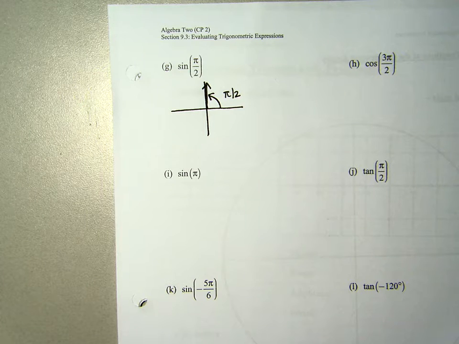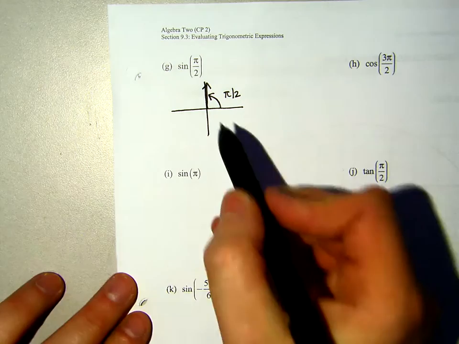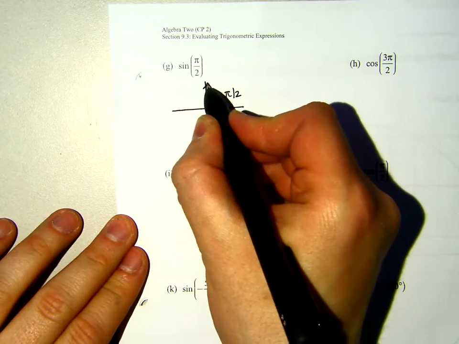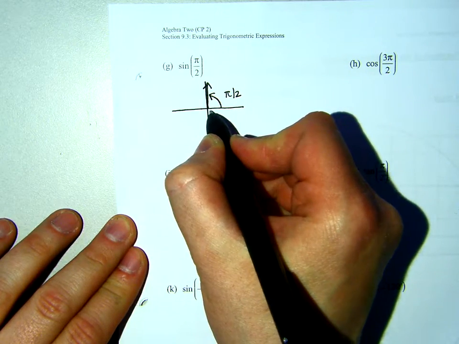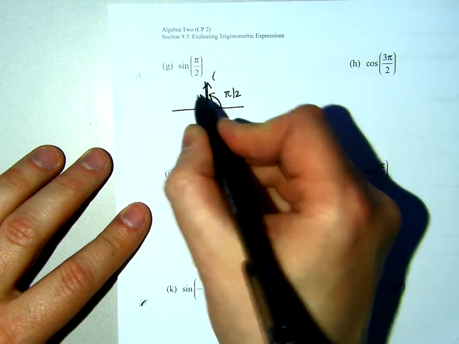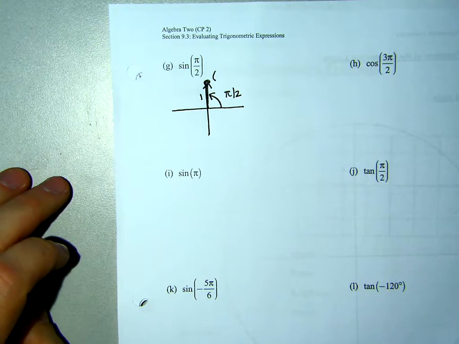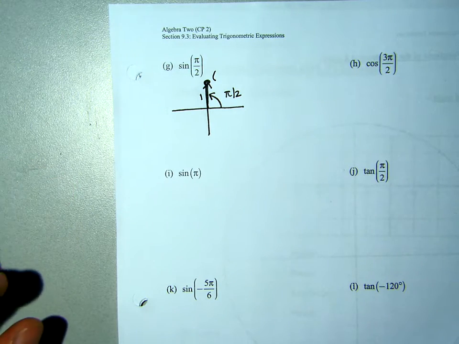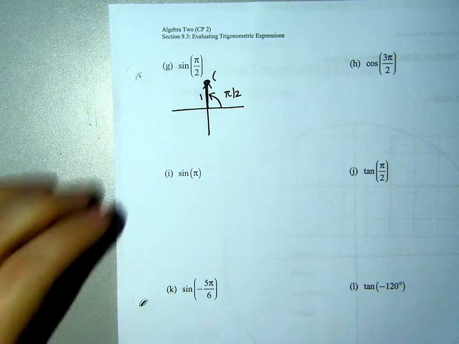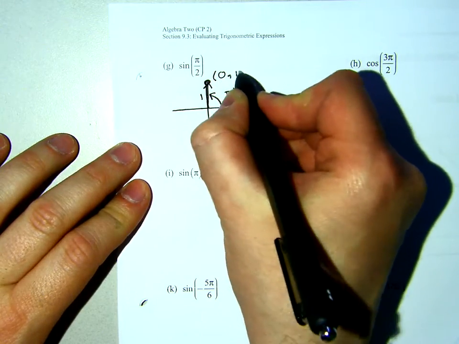I cannot make a right triangle with the x-axis that uses this 90-degree angle, because then I'd have another 90-degree angle somewhere else. But watch what we can do with this. Do you know the length of this thing? 1, because we're on the unit circle. It's always 1 with these. The radius is 1. We're not making a triangle. The coordinates of this point are 0, comma 1.